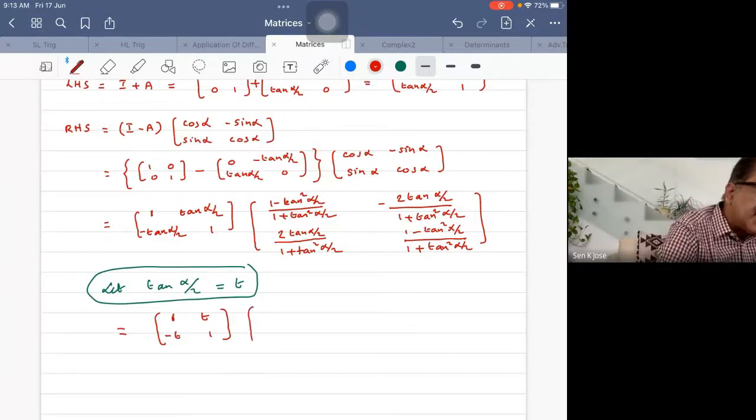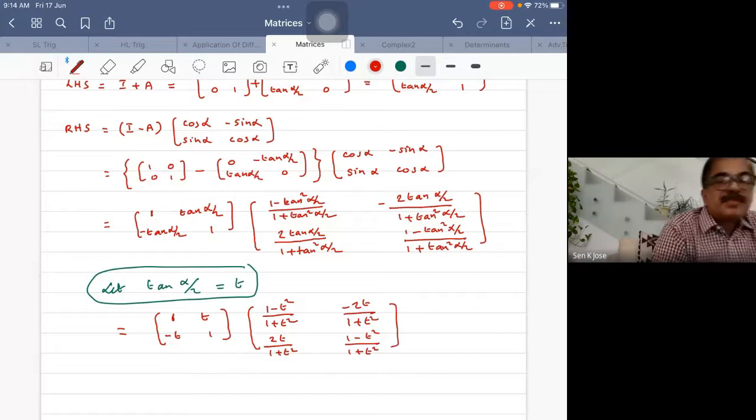And into the next bracket, it's a pretty bigger matrix. It's 1 minus t square by 1 plus t square, minus 2t by 1 plus t square. In fact, it is the same thing, but looks easier. 2t divided by 1 plus t square and 1 minus t square by 1 plus t square. Everybody see this? Yeah? Now listen to me.